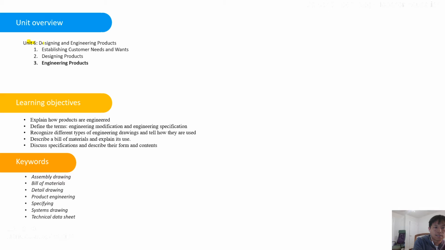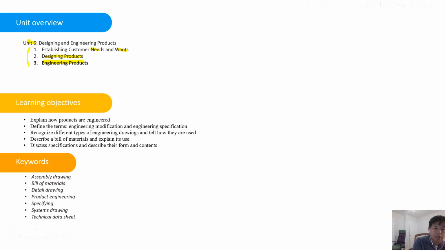Designing and engineering products. This unit explains how to design engineering products. We talked about how we establish customer needs and wants last week, and in the previous module we looked at designing products, and this is the engineering products. Engineering products means doing engineering for the product.